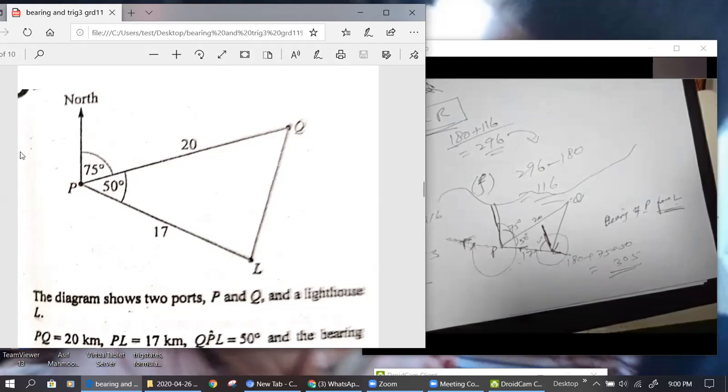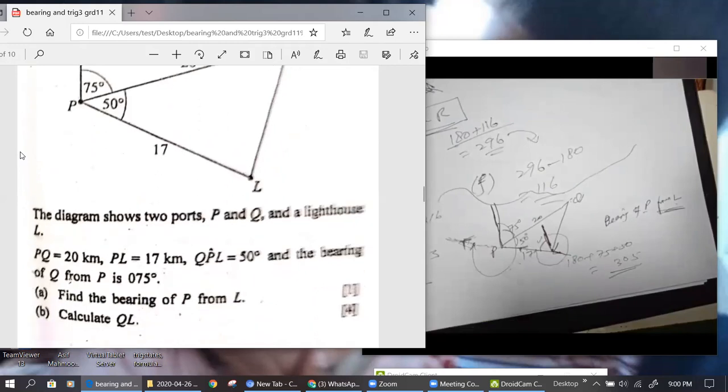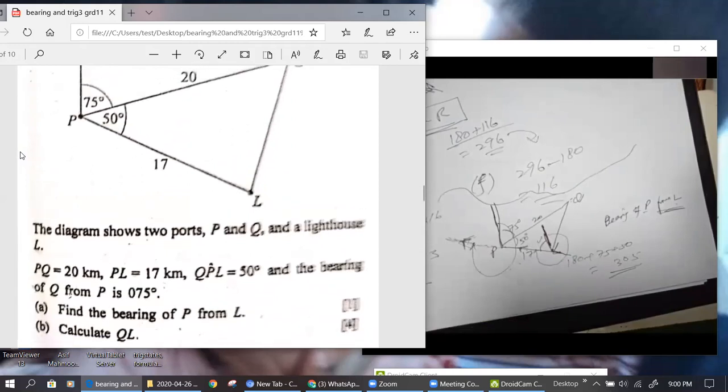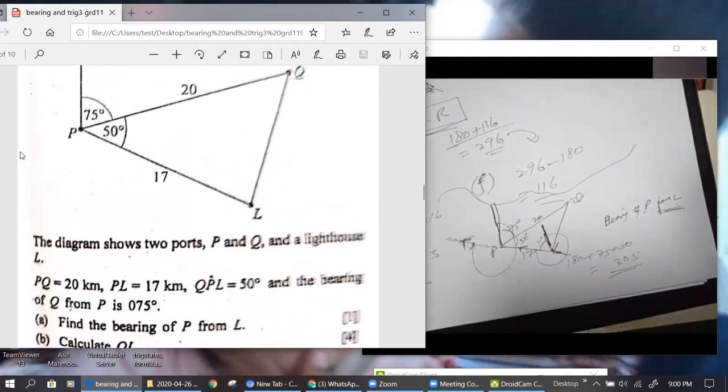Okay, the next thing is, see what you need to do. Calculate QL. So calculate QL very quickly. In this figure, how will you calculate QL? Cosine rule. Do cosine rule.